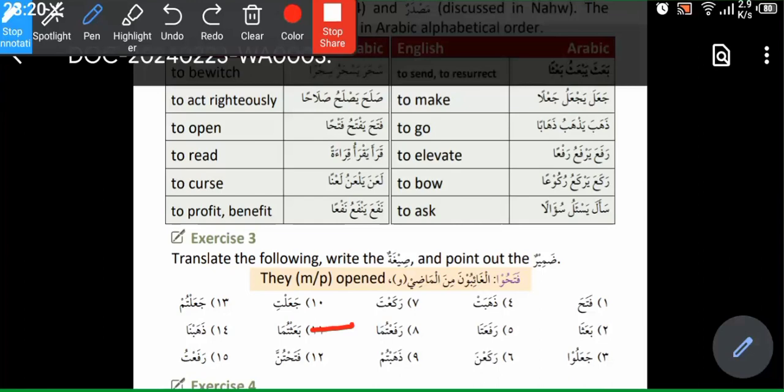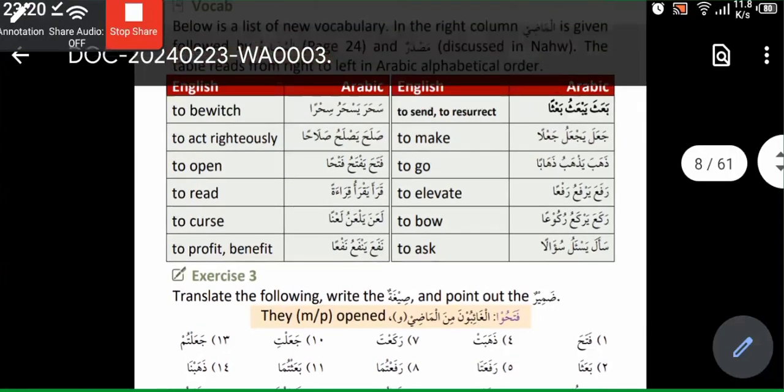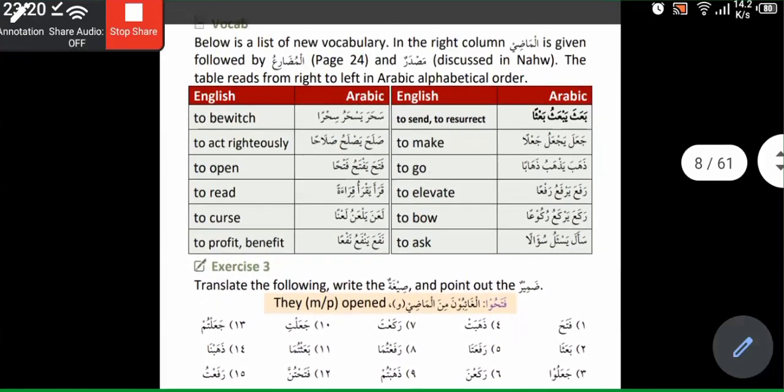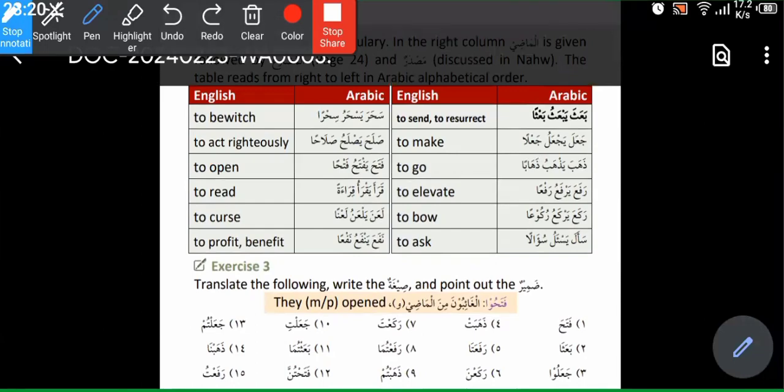Ba'astuma. Ba'astuma for both muzakkar and mu'annas. Ba'astuma. How do you translate it? Ba'asa is revive, yeah. Ba'asa is resurrect, yeah. So both muzakkar and mu'annas. I'm telling you, you both resurrected. You both resurrected, or you both raised. You both of you raised.